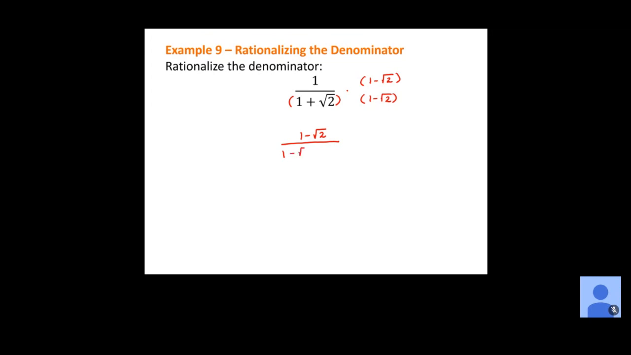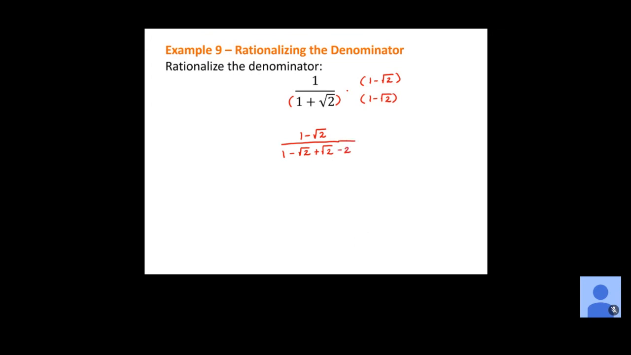Negative square root of 2. Good. Then our inner terms, square root of 2 times 1, give us the positive square root of 2. And then finally, positive square root of 2 times negative square root of 2 is what? A minus 2, right?